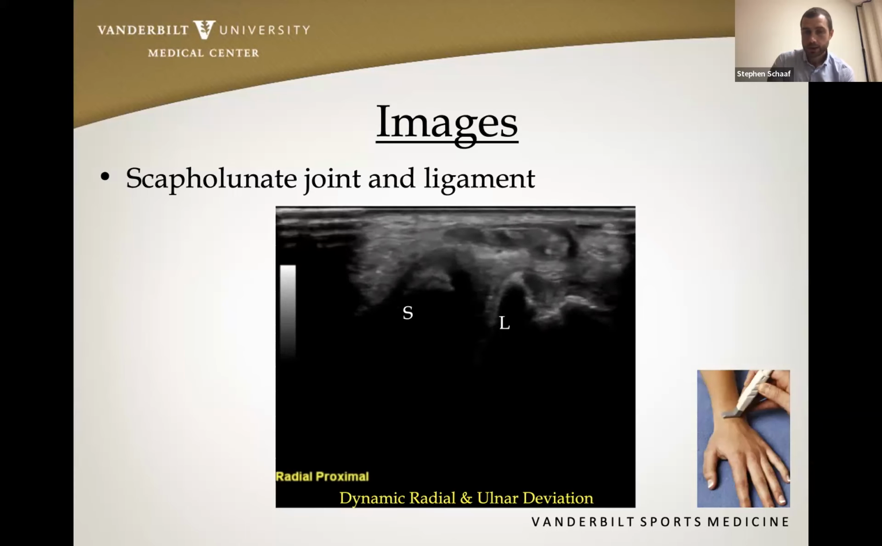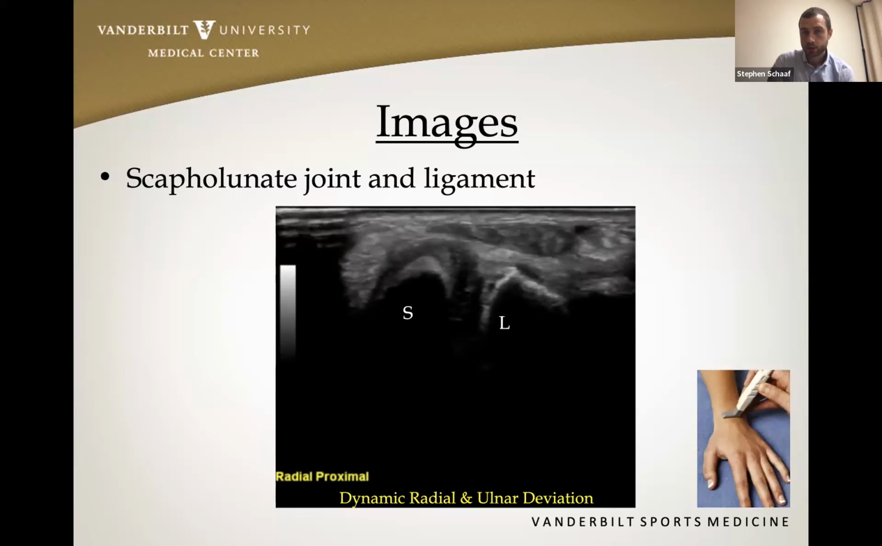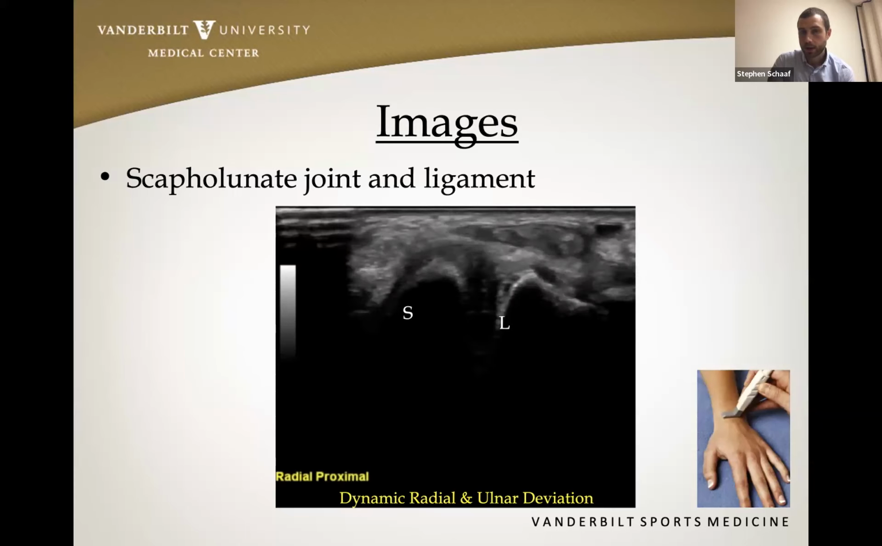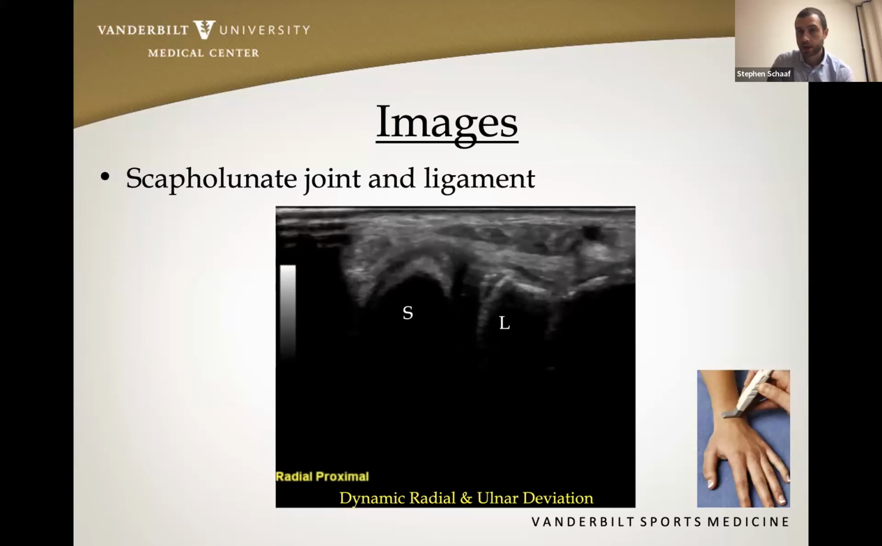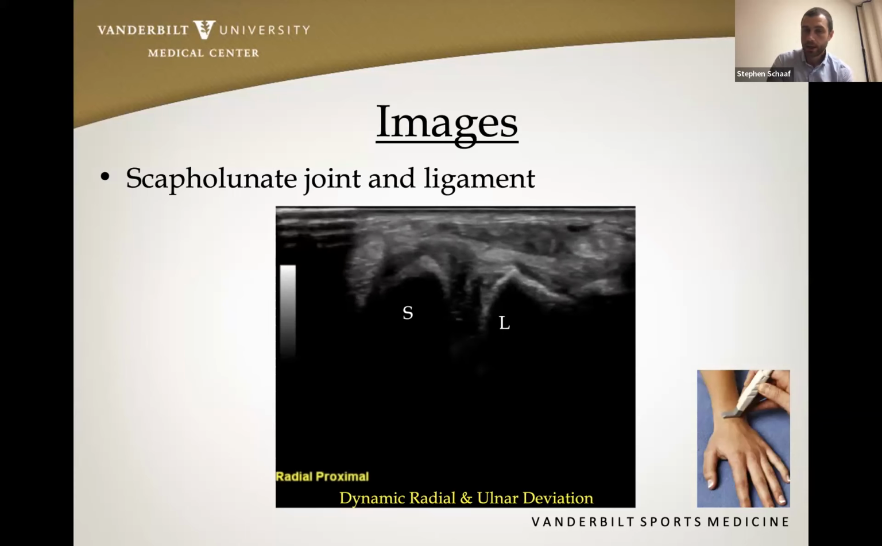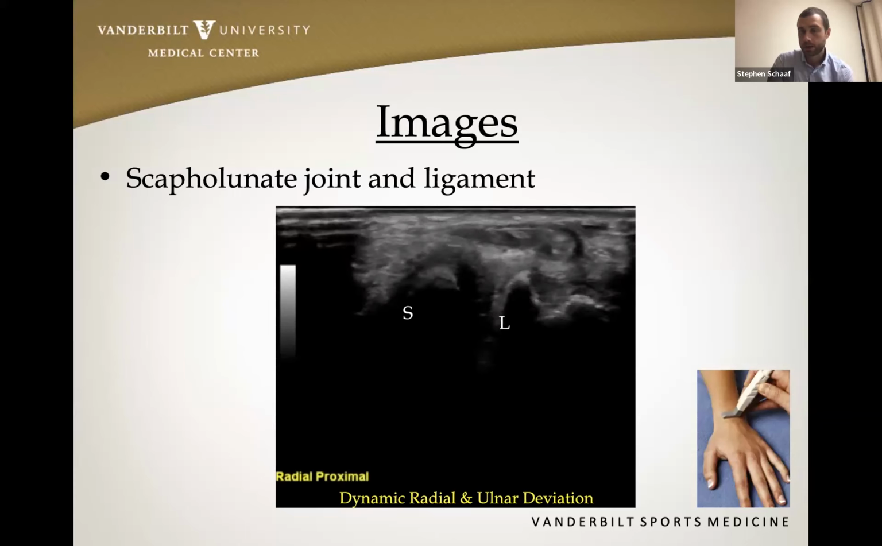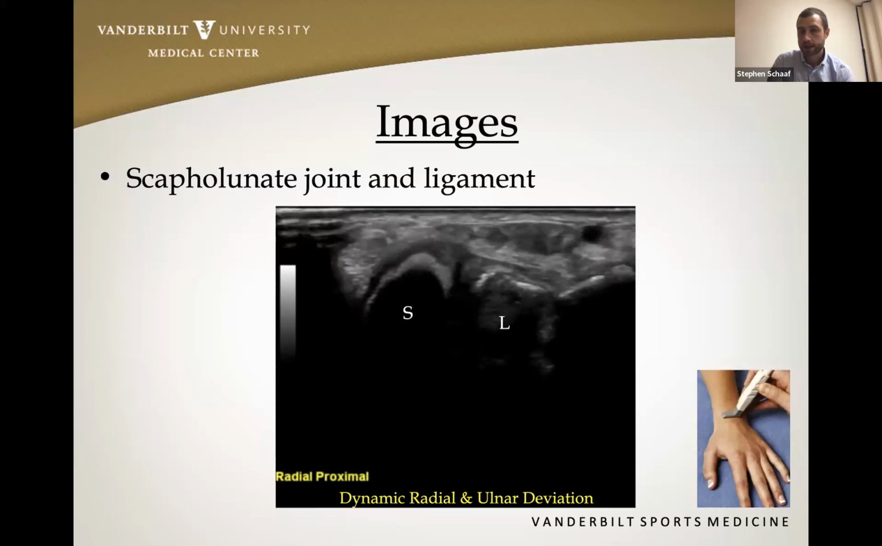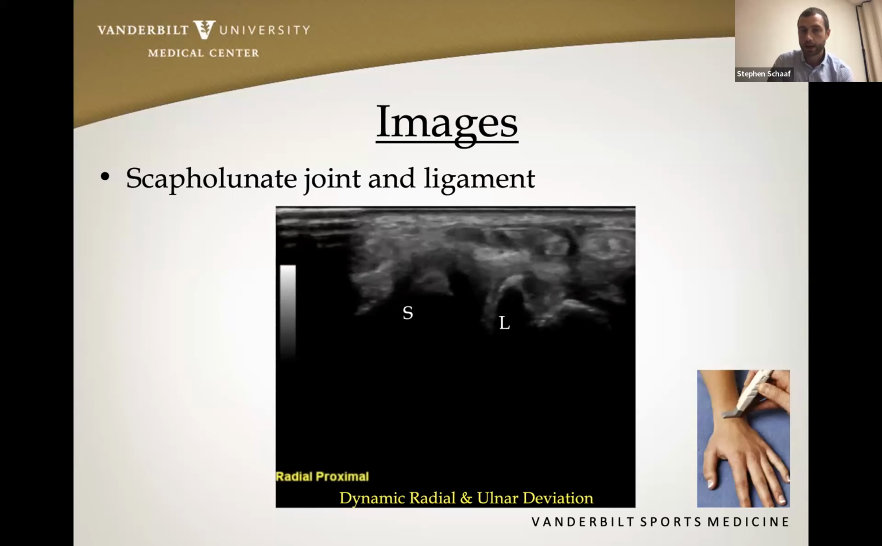And so when you're doing this radial and ulnar deviation, usually what will happen is when you go into the radial deviation, this is actually going to cause more narrowing of the joint. And now when you go into that ulnar deviation, that's when it's going to cause a maximum stress on that scapholunate ligament. And that's where you're going to see widening.